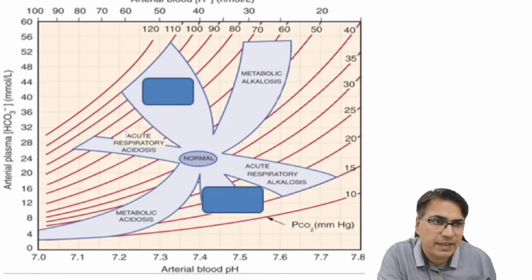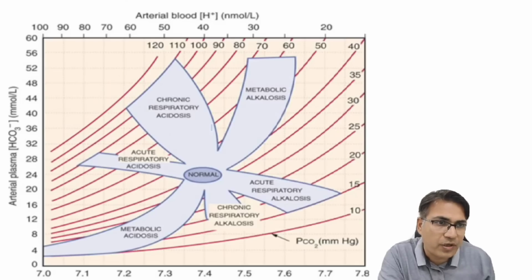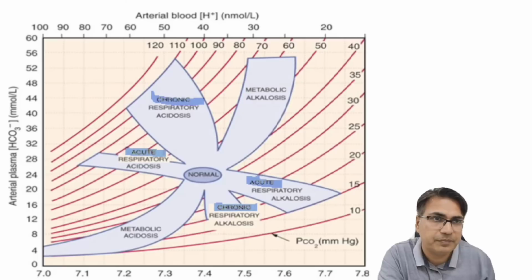Now here in respiratory acidosis and alkalosis, you have noticed that it is written acute, right? It is written acute, and these two blue boxes are representing the chronic ones. This is acute, acute respiratory, and these are chronic ones, right? Chronic respiratory alkalosis, acute respiratory alkalosis, acute respiratory acidosis, and chronic respiratory acidosis, right?